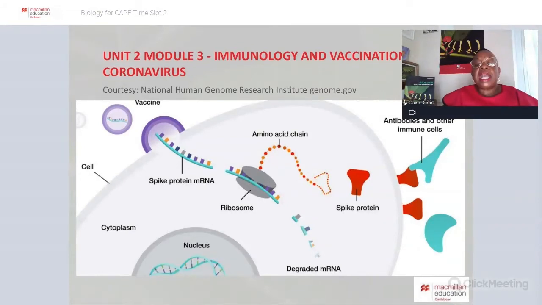So I have to make antibodies and other immune cells like memory cells so that I will be able to recognize this when I see it again, which would be if the coronavirus infects you. The spike proteins on the outside will be the first thing that your immune cells see, and they recognize it by the spike protein on the outside.